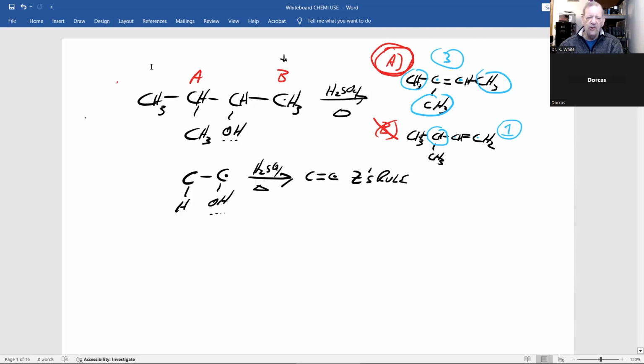Again, you lose the hydroxyl group and a hydrogen from a carbon attached to the carbon with the hydroxyl group when you react an alcohol with sulfuric acid and heat, and you form a double bond between those carbons, and it follows Zaitsev's rule. You get the molecule that has the most carbon atoms directly bonded to the carbons of the double bond.